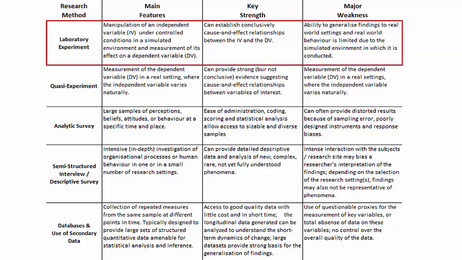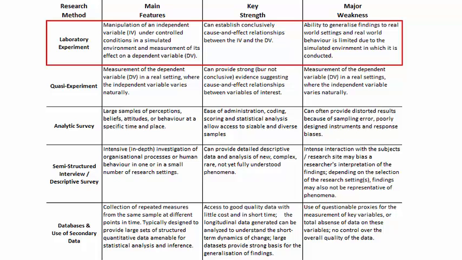Laboratory experiments consist of manipulation of an independent variable under controlled conditions in a simulated environment and measurement of its effect on a dependent variable. The key strength is that it can establish conclusively cause and effect relationships between the two types of variables. And indeed, many of us believe this should be the ultimate aim of any research, to shed understanding over causes for any particular effect we may be able to observe.